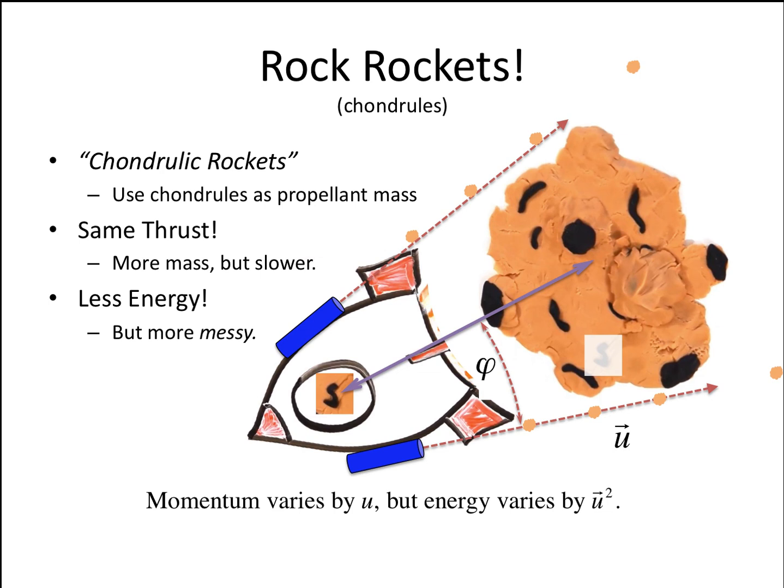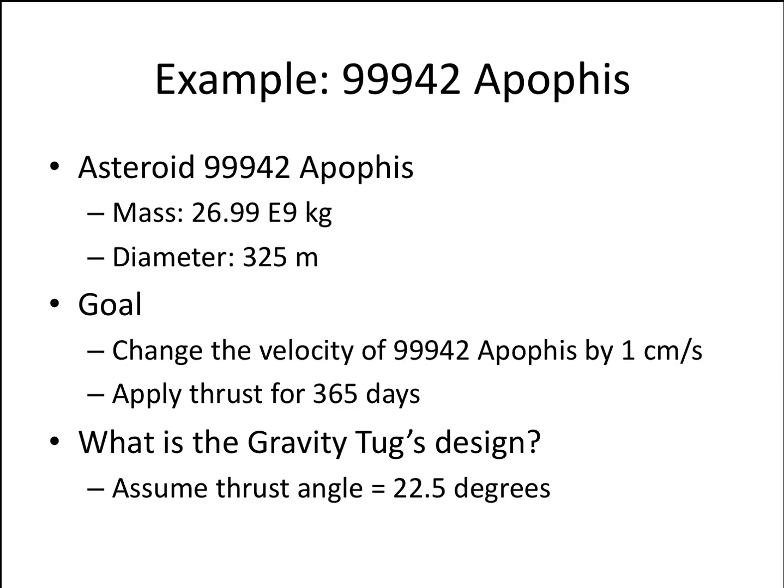And because we've taken the ballast on, we can control how much thrust we need to use in our chondrulic rockets by how much ballast we take on. Kind of an amazing little balance. The key here is by throwing rocks, we're throwing more mass at lower velocity and saving energy. So, really? Okay, let's take a real example.